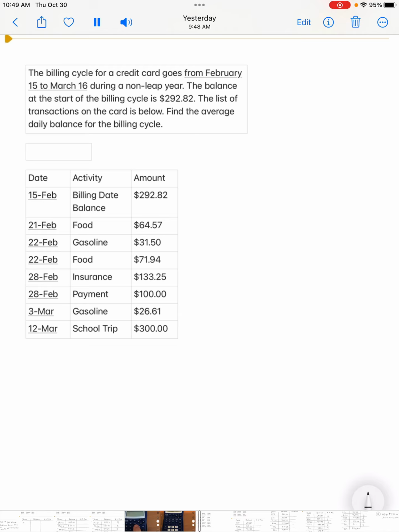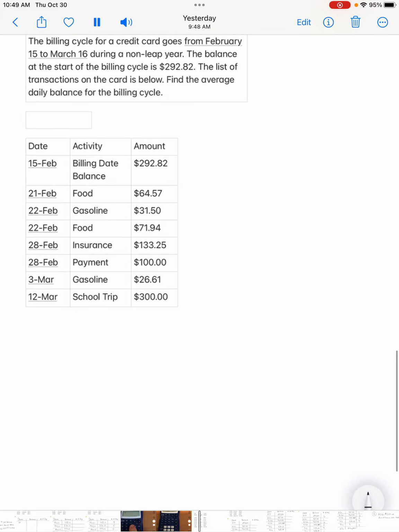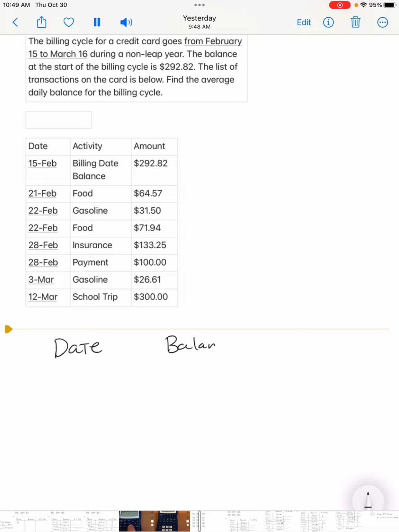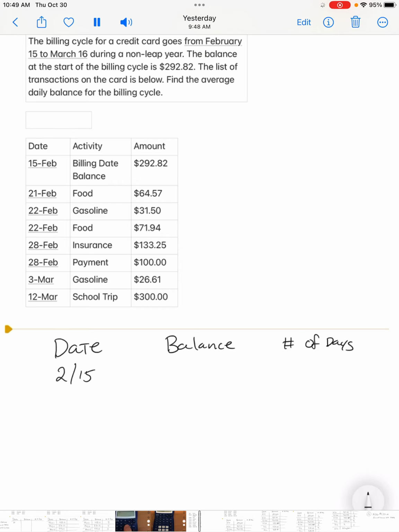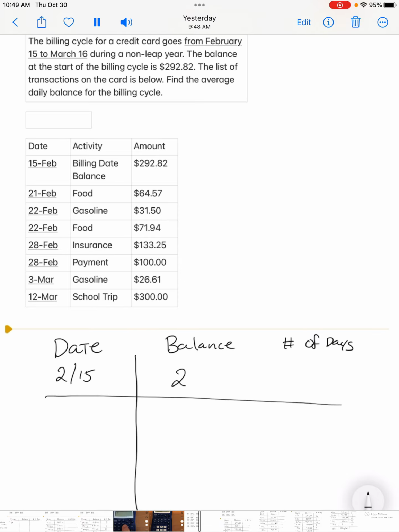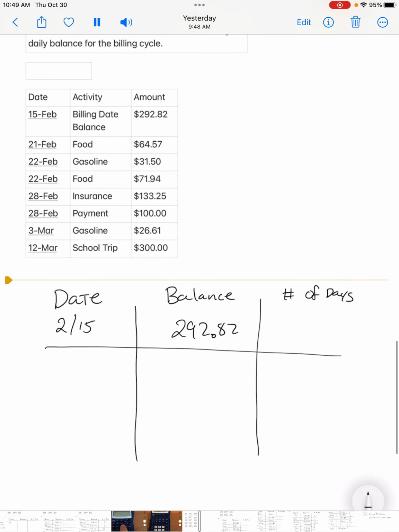So now we have this statement right here. And I apologize, I realized I wrote something down wrong. So here's what we do. We do the exact same thing we've done before. We have our date, our balance, and our number of days. And our first date is February 15th. You could do something like that if you didn't want to write out February. The balance is $292.82 going into that billing cycle.